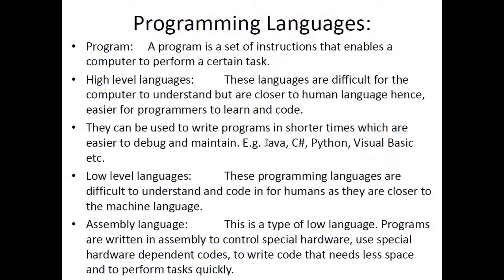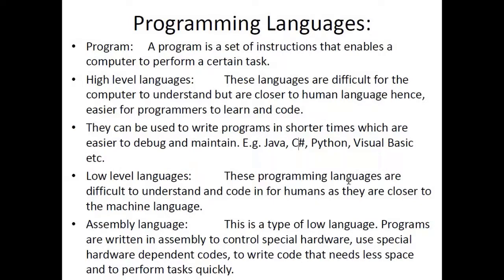Some examples of high-level programming languages are Java, C#. This hash sign is read as sharp. C#, Python, Visual Basic, etc.